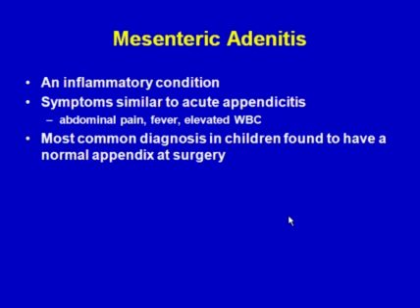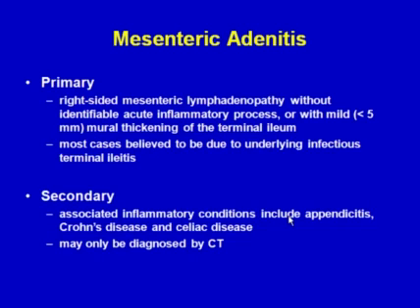I'd like to move on now to a discussion of mesenteric adenitis, which is an inflammatory condition involving lymph nodes. It can have symptoms that are very similar to acute appendicitis, including abdominal pain, fever, and elevation of the white blood cell count. And it's certainly the most common diagnosis in children who are taken to surgery and found to have a normal appendix. It may be primary or secondary.